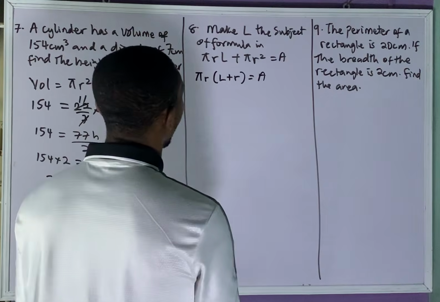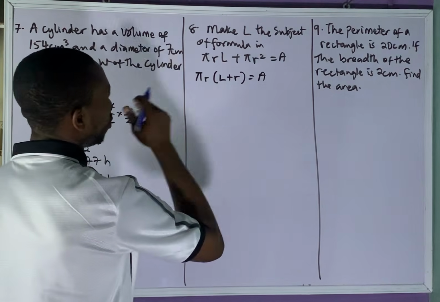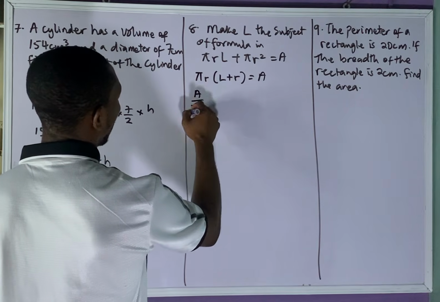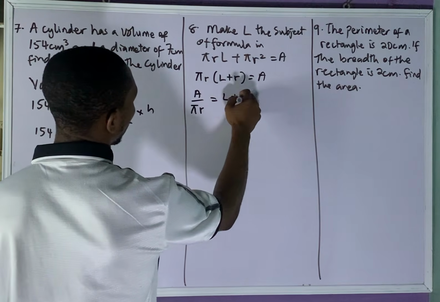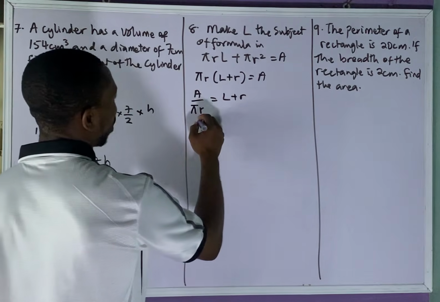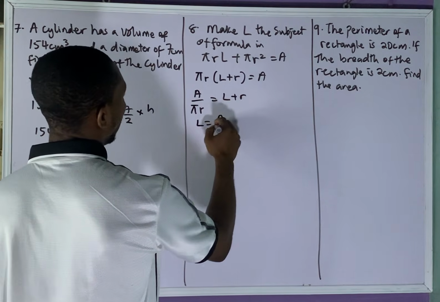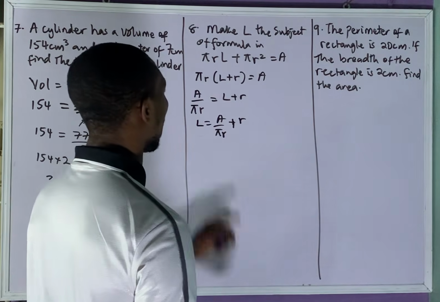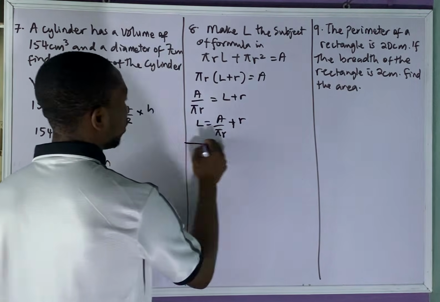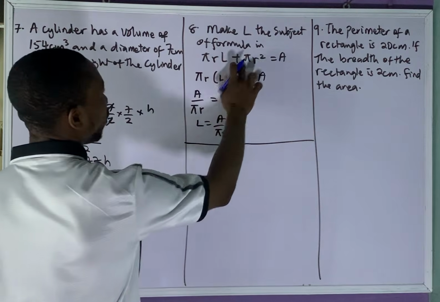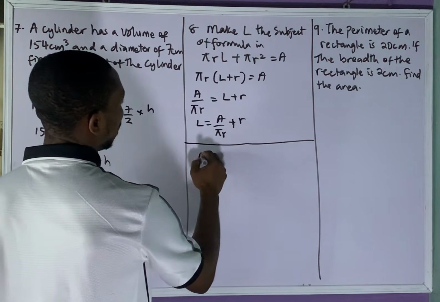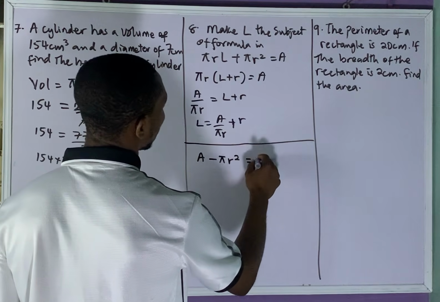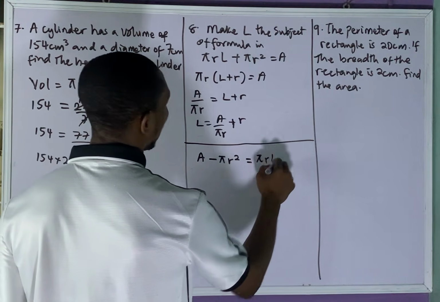From here, this makes it easier, we can now see that this will become A over pi r equals L plus r. So this becomes L equals A over pi r minus r, which would be our formula. Or we can also do it another way by moving this over here. This becomes A minus pi r squared equals pi r L.